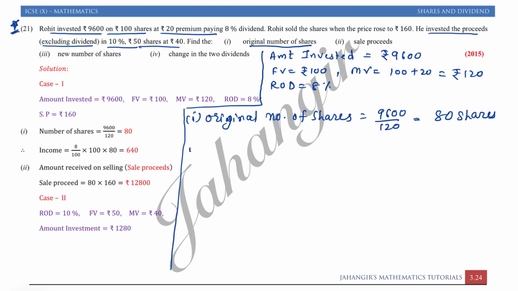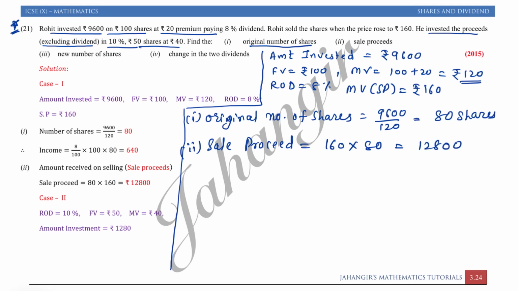First part done. Second is the sale proceed. Sale proceed is the amount received on selling. While buying he had spent 120, and at the time of selling he got rupees 160 for each share. So sale proceed is equal to 160 into number of shares, which is 80. 16 into 8, 6 8s are 48, 4, 1, 2, 8, 00. 12,800 is the sale proceed.